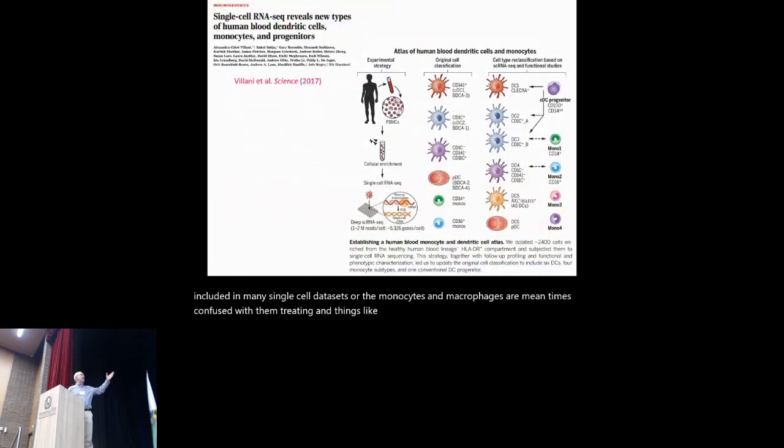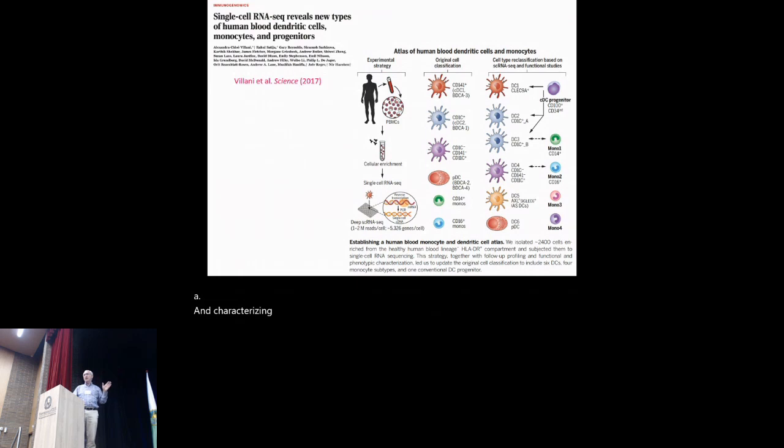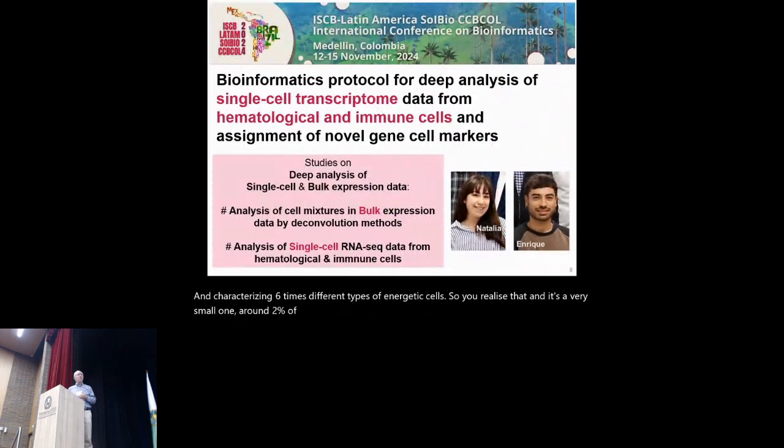For example, this is a Science paper derived from a deep analysis just on dendritic cells, and this paper of several years ago is characterizing 6 different types of dendritic cells. So you realize that, and it's a very small one, around 2% of the mononuclear cells. So I'm going to present the study of 2 of my students, Natalia and Enrique.